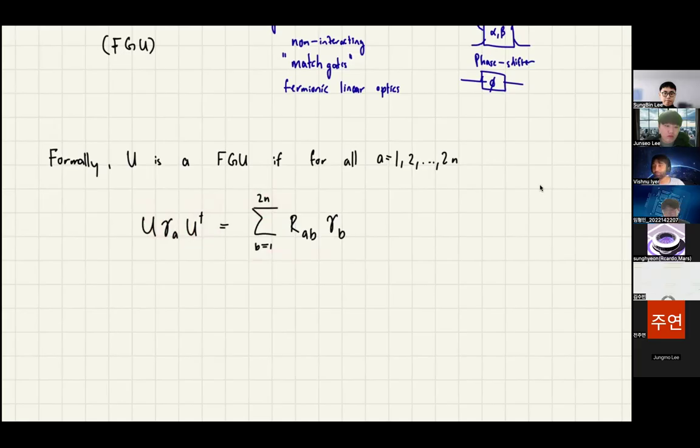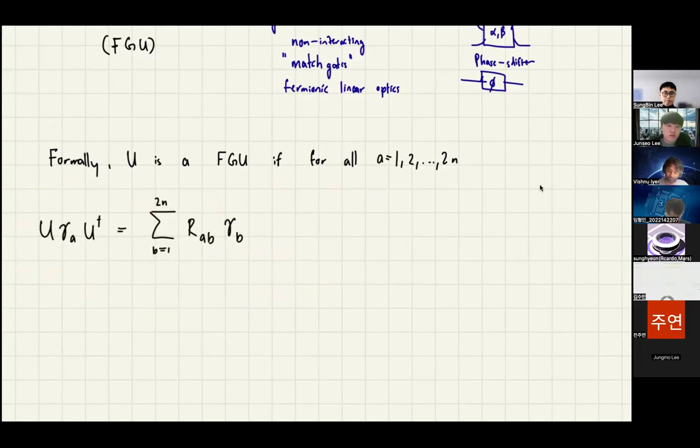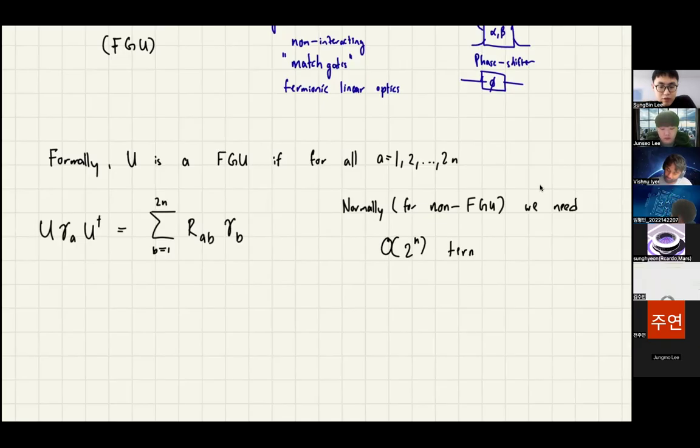Normally, this would be 2 to the n, right? So for a non-fermionic Gaussian unitary operator, we need order of 2 to the n terms of this equation. So compare this 2 to the n with 2n over here, okay? The point is these fermionic Gaussian unitaries have a lot fewer parameters describing them.